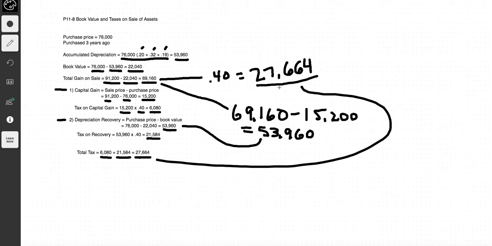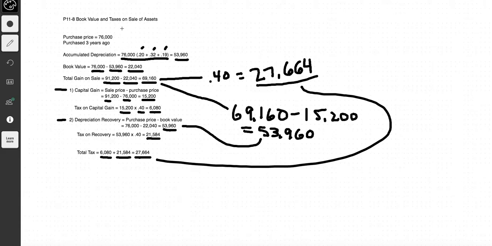So again, there are several ways that you can double check your figures, but the easiest way is just start with the total gain, and then from there you can calculate the tax rate on the total gain, in this case 27,664. But as this problem has you do, it breaks up both the gain and the taxes into their respective portions, which are capital gain and depreciation recovery. So that was just the first part of the problem for a sale price of 91,200.